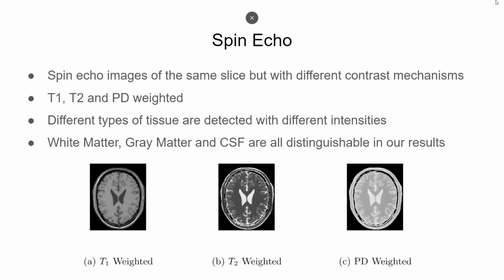We took the spin echo images of the same slice with T1, T2, and PD weighted contrasts. In our model's output, the three main types of tissues in our brains, white matter, gray matter, and CSF, all show different intensities under different contrasts and are easily distinguishable.